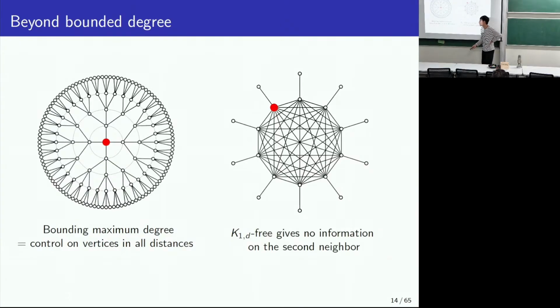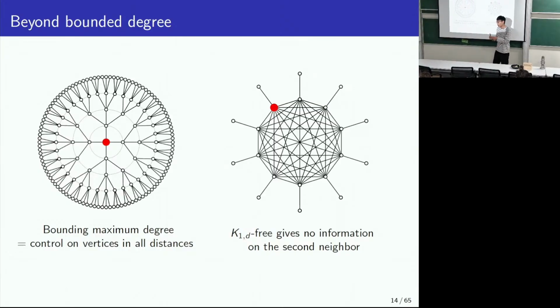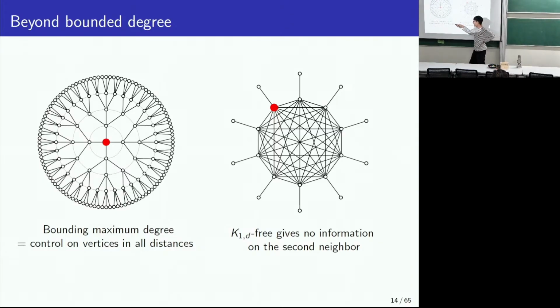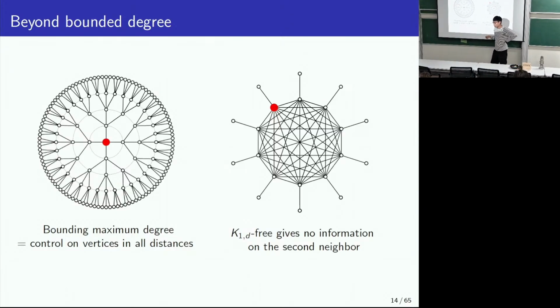So here is one example. When we bound maximum degree, we have control over any distance. Let's say we have maximum degree 4 here. Here is the central vertex, and we look at the first neighbors. It has at most 4 vertices. Second neighbors, we have at most 12 vertices because 4 times 3 is 12, and third neighbors 36, and so on. This means that when we bound the degree, it gives control over any distance.